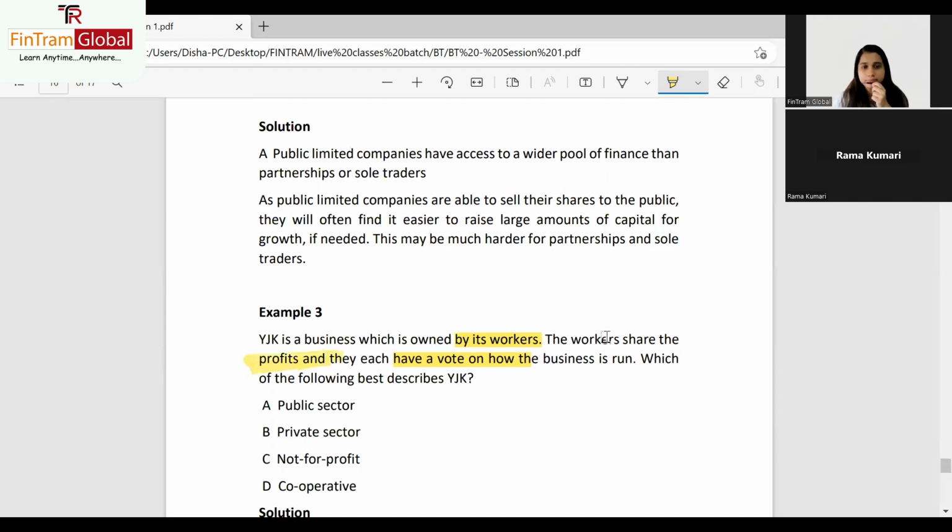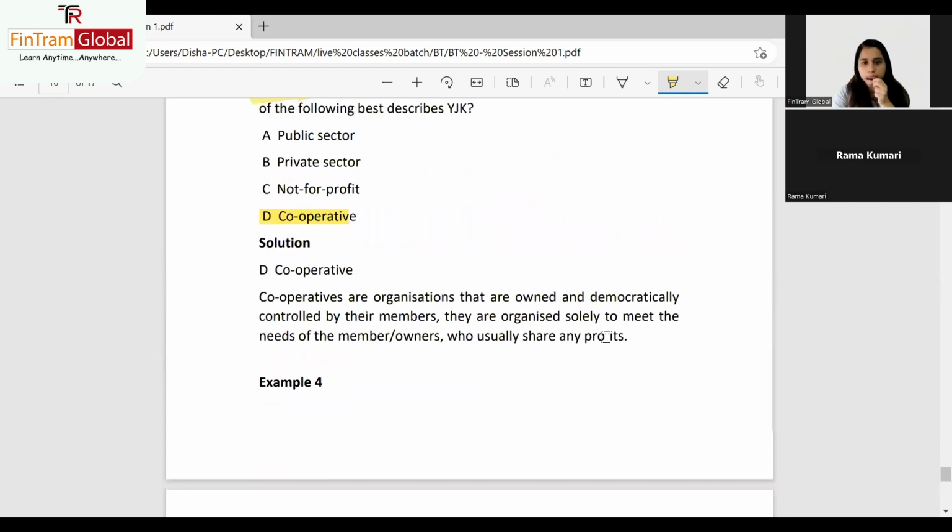Any guess here? I think it will be C. No, it is going to be D, cooperative, and the reason is it's mentioned here that it is owned by the workers, like we had studied, right? Cooperative owned by the members, and those members share the profit. They are only owning the business, so they will have a vote on how the business is run, right? So that's why it is a cooperative and not for profit.